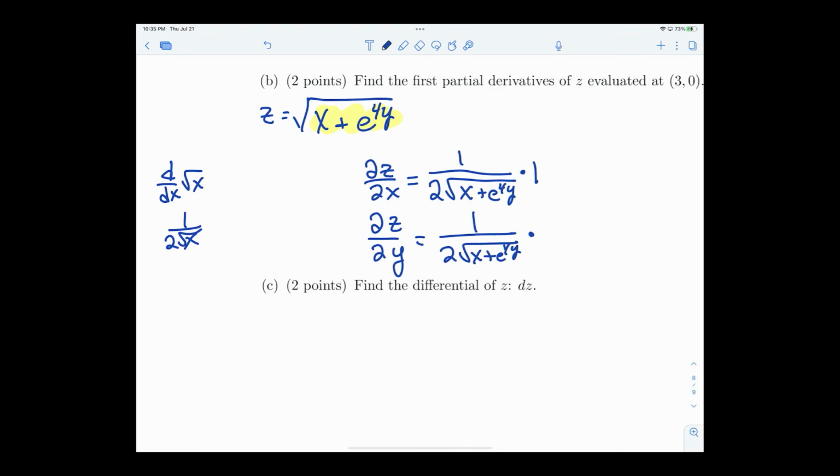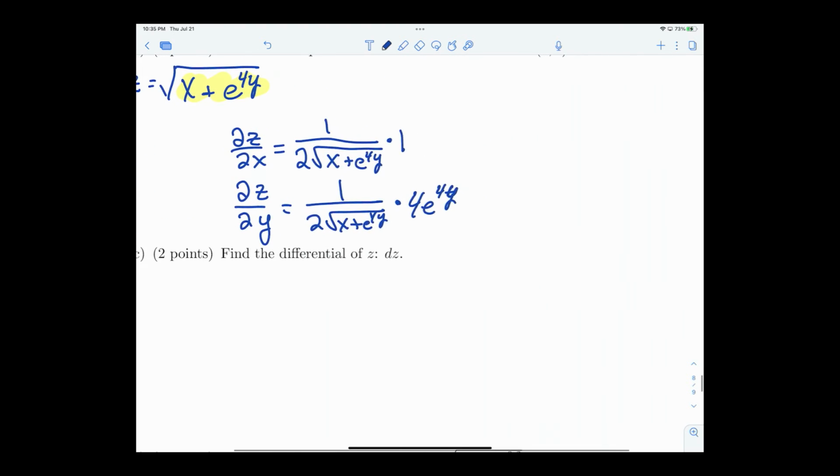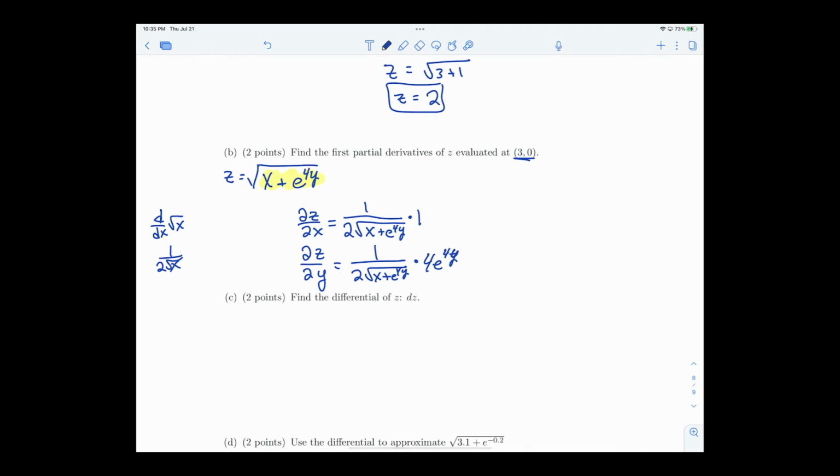And then you multiply by the derivative of what's inside with respect to y. So the derivative of e to the 4y is 4e to the 4y. Okay. But we were supposed to evaluate these at (3, 0).